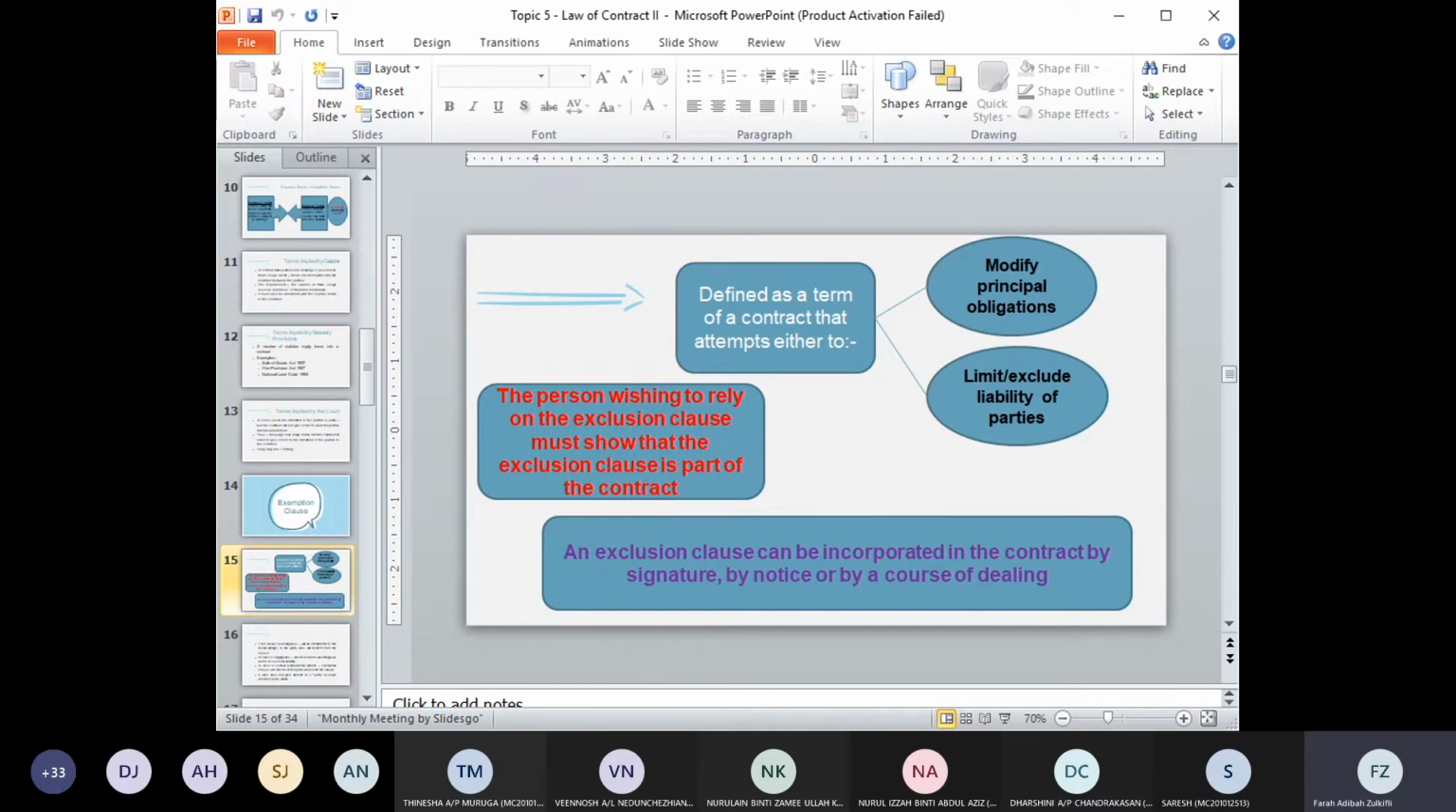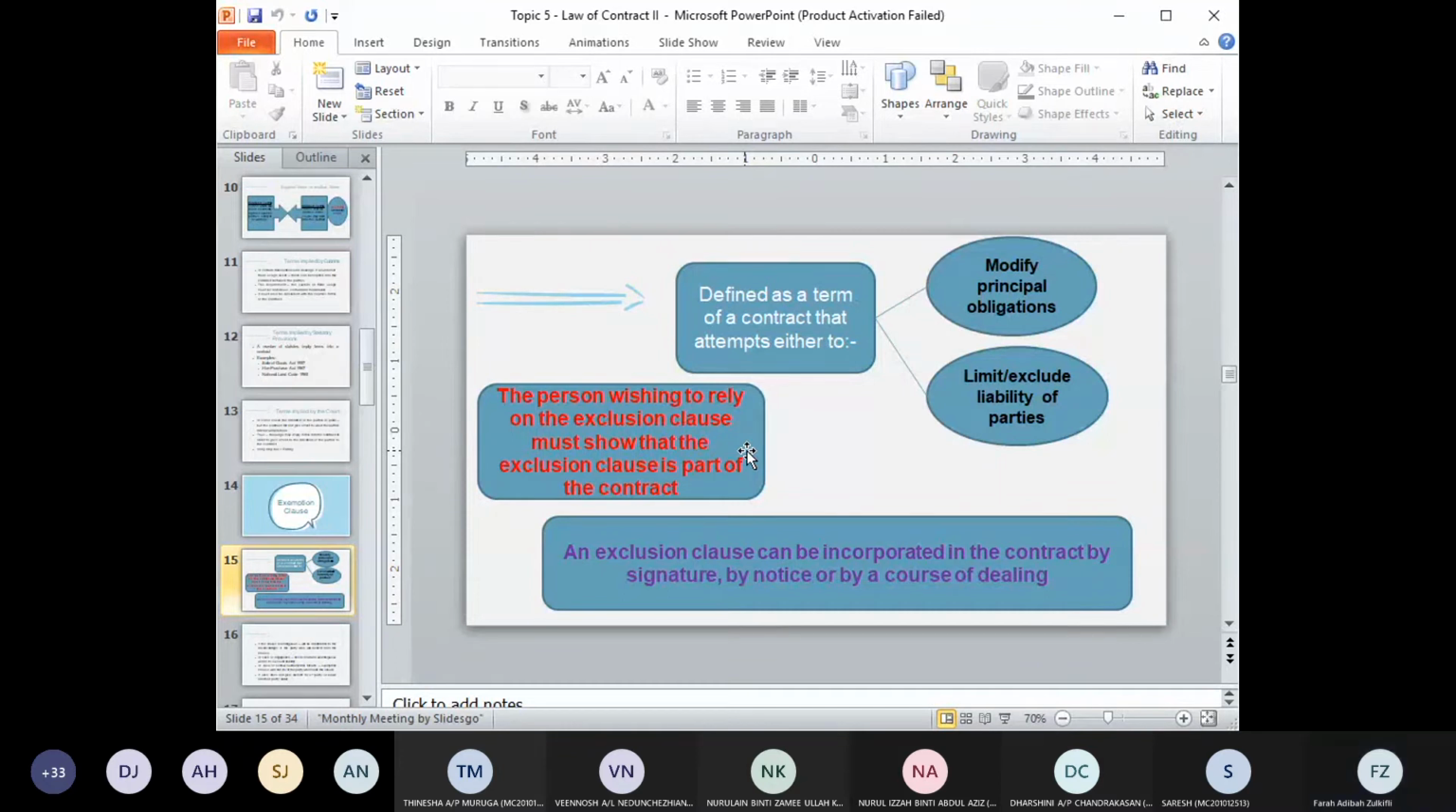Because once you push the button, the car park operator can say that they assume that you have read all the terms and conditions stated at the gate. So in that case, they can say that the exclusion clause has been incorporated in the contract by notice, because they have already put a very big notice there, even though usually the font will be very small.